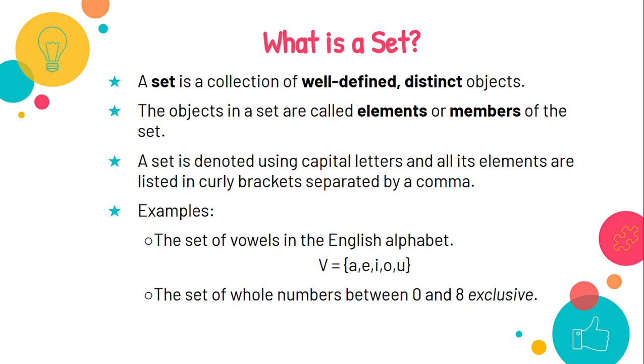Now another type of set, we have the set of whole numbers between 0 to 8 exclusive. Now the word exclusive there is used to mean that 0 and 8 are not included as a part of the set. So only the numbers that are strictly between 0 and 8 will be considered. And those numbers would be 1, 2, 3, 4, all the way up to 7. So we decided to name that set W. So we use capital W, again equal in curly brackets. All the numbers are listed and separated by commas.